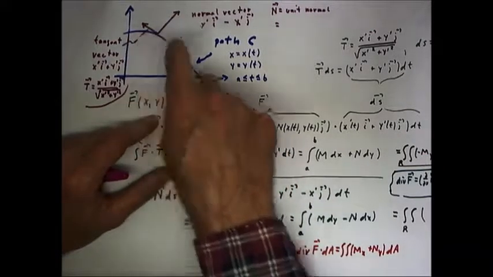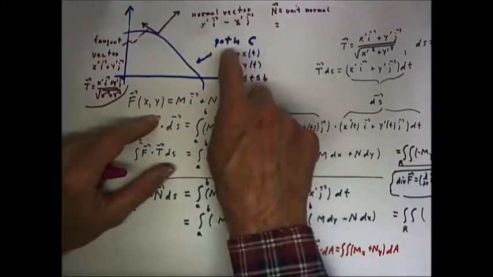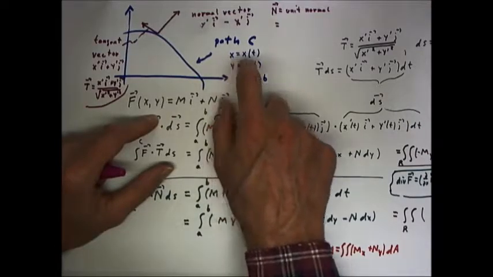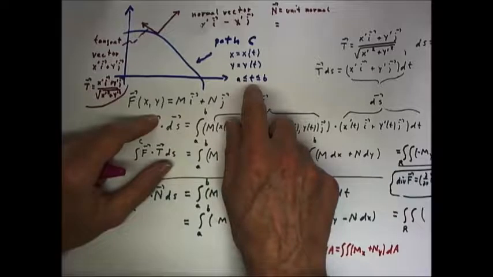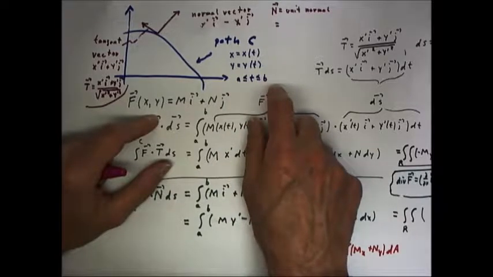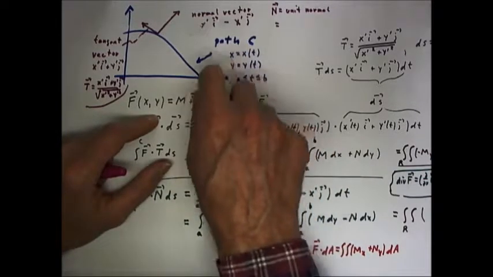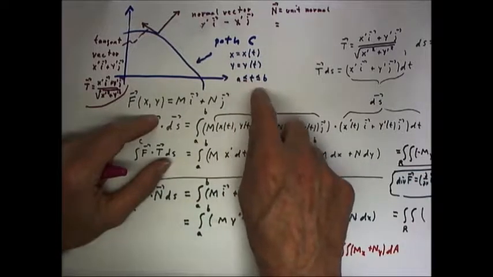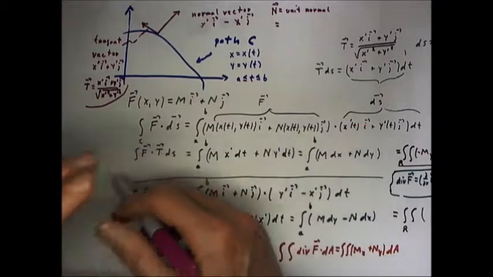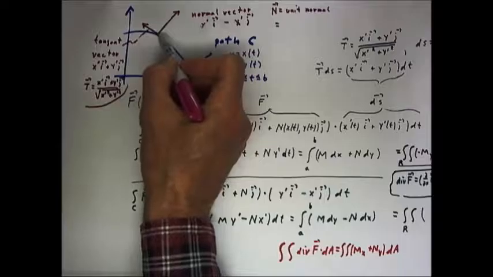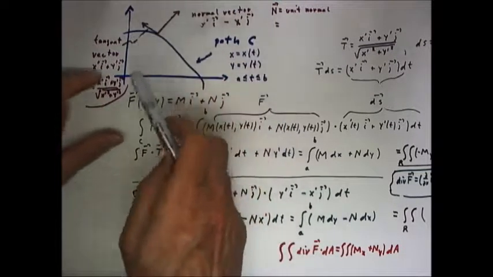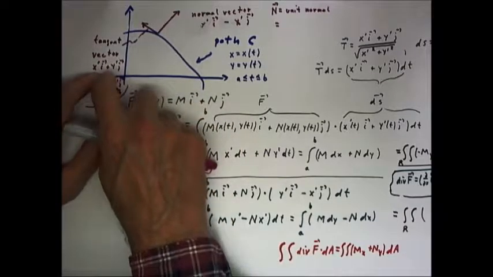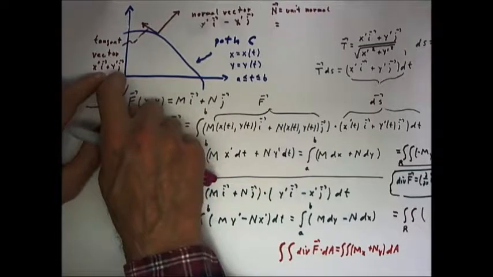What we've depicted here is part of some path C, which can be parameterized by x equals x of t, y equals y of t, a less than or equal to t, less than or equal to b. So, in other words, simply a path that we can parameterize in the usual manner. Then, at any point along this path, we have a tangent vector, and that tangent vector can be given by simply x prime i plus y prime j.